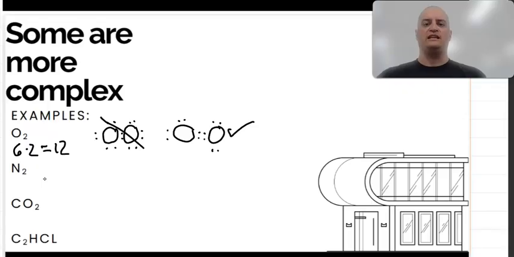Next, let's look at N2, nitrogen. It's in group 15, so it has 5 valence electrons. There's 2, so a total of 10 valence electrons. So nitrogen, give its 8 electrons. 2, 4, 6, 8, 10, 12, 14. Not going to work. Let's try a double bond.